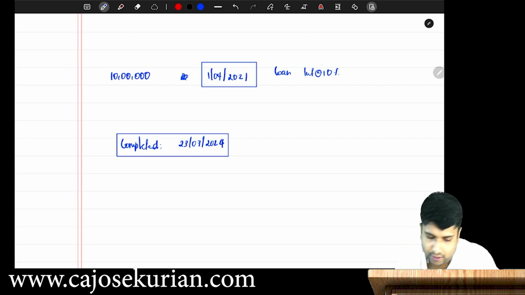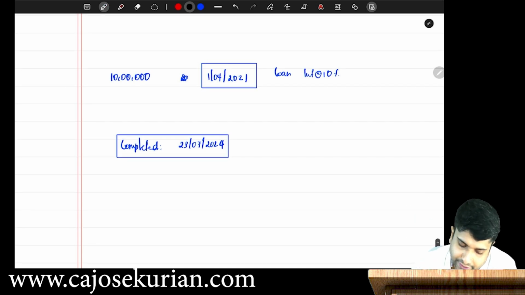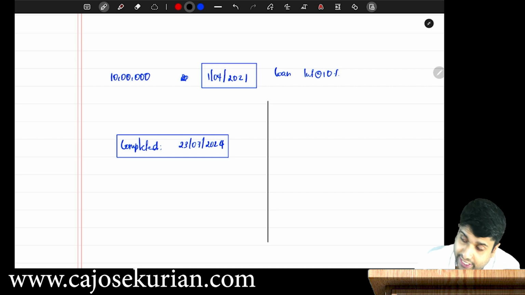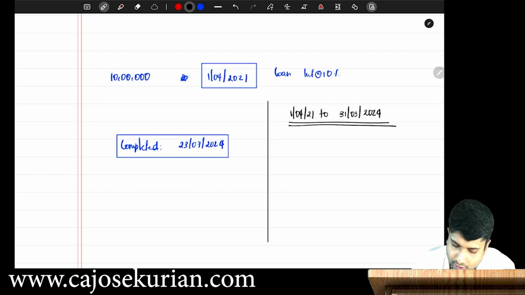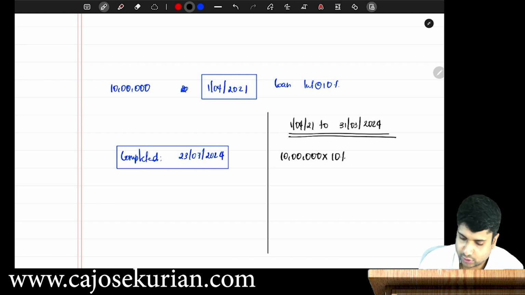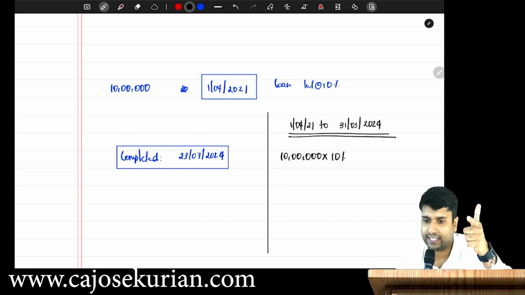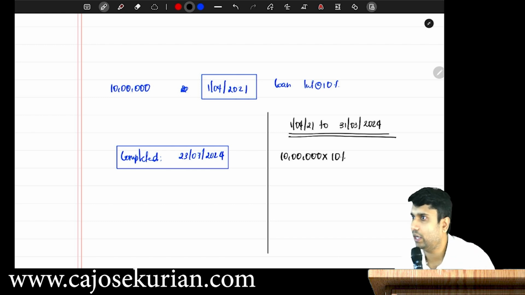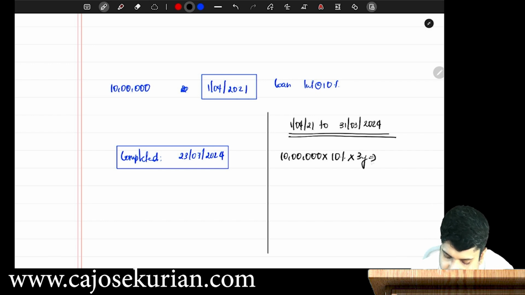So you tell me, from which date to which date is the pre-construction period? From 1st April 2021 to 31st March 2024 is the pre-construction period. How much will be the interest? 10 lakh into 10% for a year. So 22, 23, 24, you have 3 years. Into 3 years, how much will be my total interest? 3 lakhs will be my total interest.